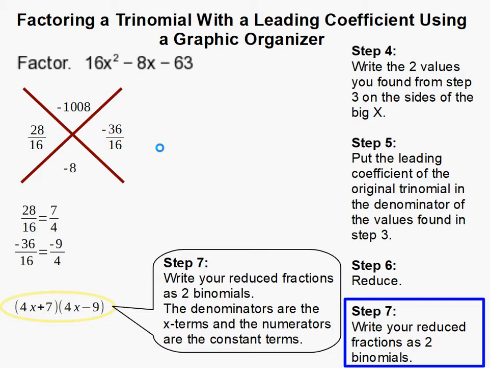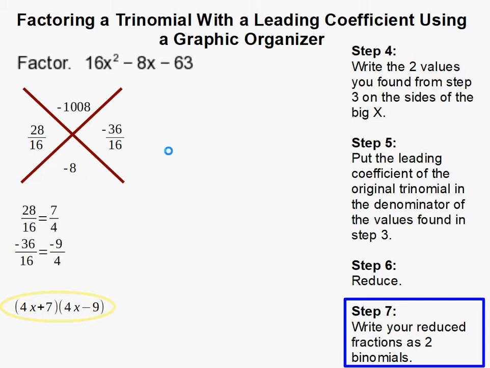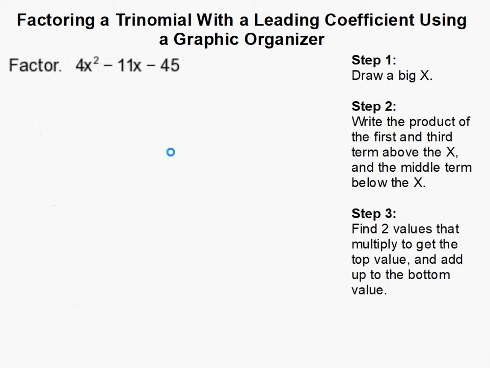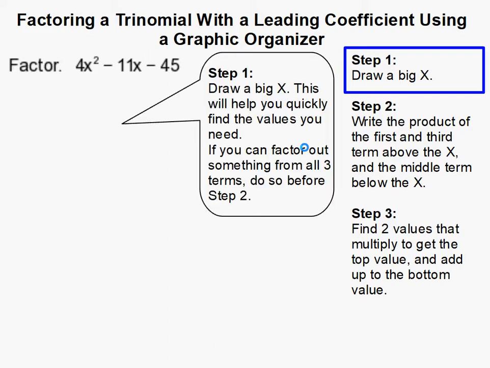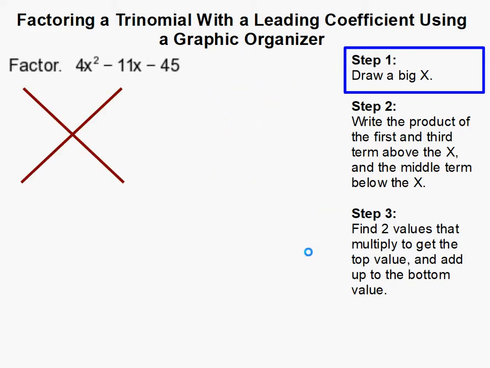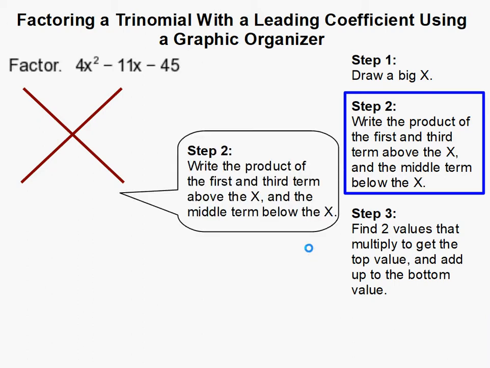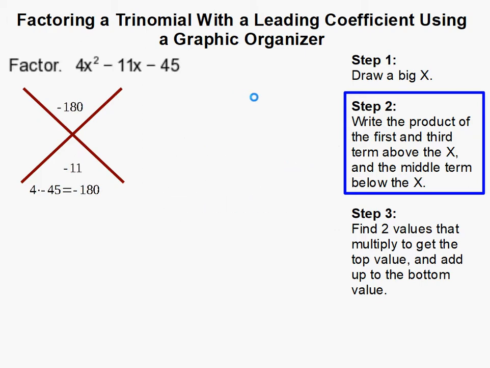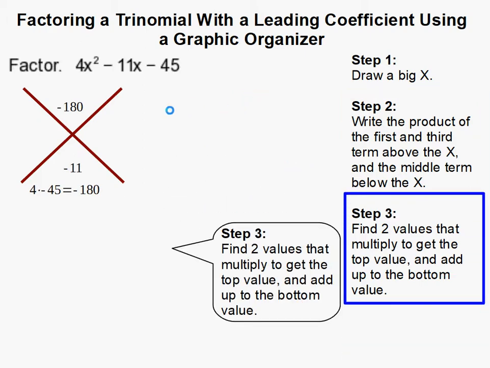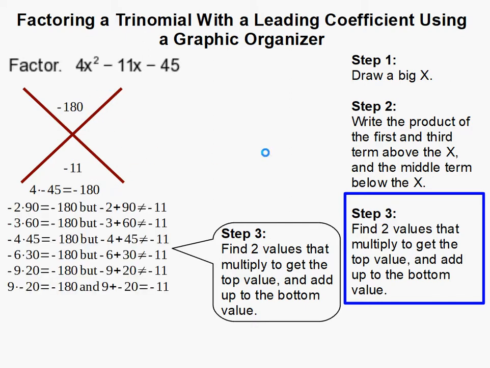So I'll do it one more time since this is a pretty complex little trick. Alright, here's another one, a little bit simpler. Let's go through the steps. I'm going to go a little faster now. I'm going to draw a big X. Then we write the product of the first and third term at the top of our X, and the middle term at the bottom of our X. Then we find two values that multiply to get the top and add up to get the bottom. I had to try less because these numbers are a little smaller.